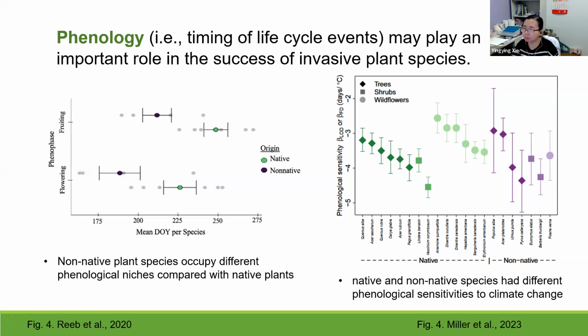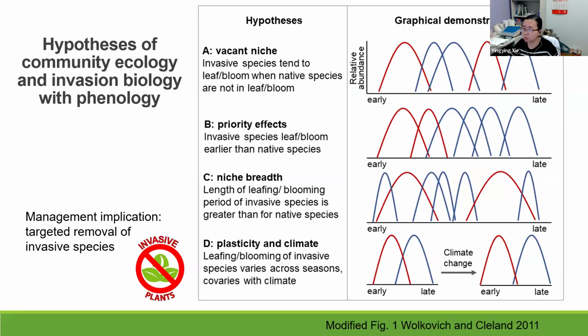Anyway, well before those recent studies showed up, there was a review paper that already raised this idea, including hypotheses on how invasive species might take advantage of their phenological traits compared to native species. Generally, they talk about four kinds of hypotheses. This is just modified from the figure from the paper.